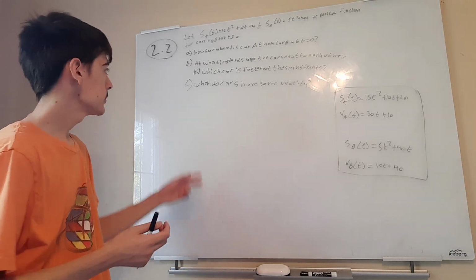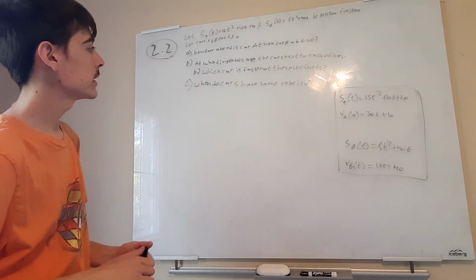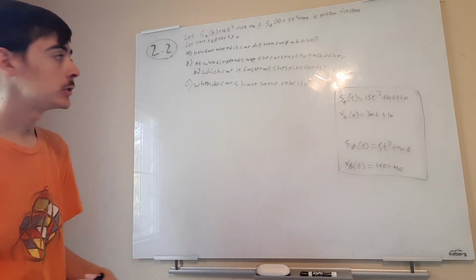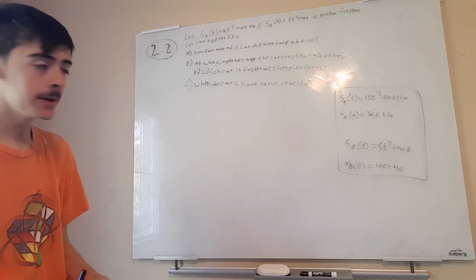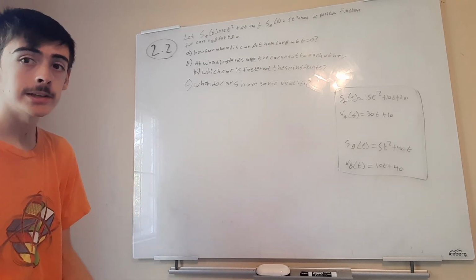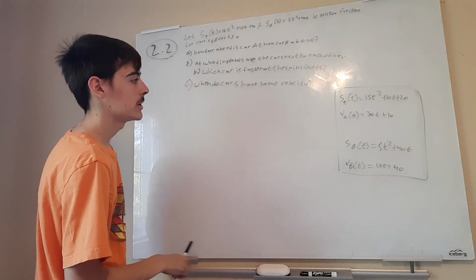Now part C is actually really similar to the original part B. This one asks, when do the cars have the same velocity? Part B wanted us to know when they're next to each other, which meant their position is the same. But now for part C, we just need to know their velocity is the same. So we do basically the same thing. We just set the velocities equal to each other this time.